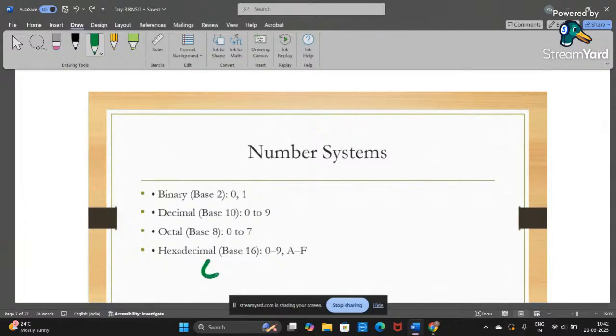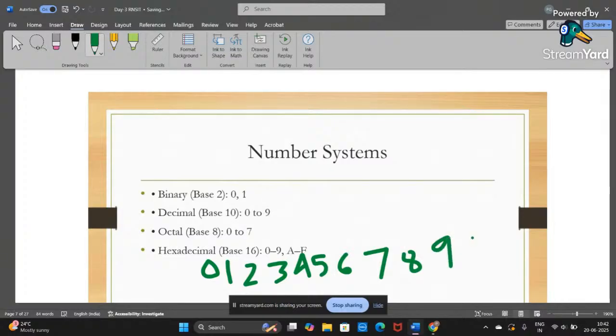I'll write for hexadecimal: 0, 1, 2, 3, 4, 5, 6, 7, 8, and 9. Then they have given A, B, C, D, E, F.